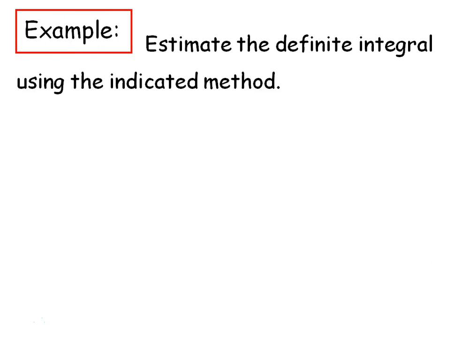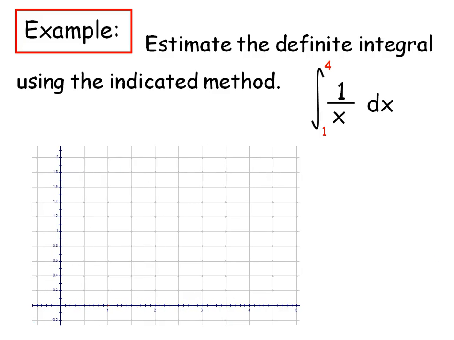Now with this first example, we're going to estimate the area using all three techniques. So we're going to estimate the definite integral using the indicated method. The integral is 1 over x, and we're going to estimate the area between the curve and the x-axis from 1 to 4. We're going to use an LRAM, an RRAM, and an MRAM, and we'll see which one is actually the closest to what the accepted area would be. Now, if you look at the graph of 1 over x, that looks like so.